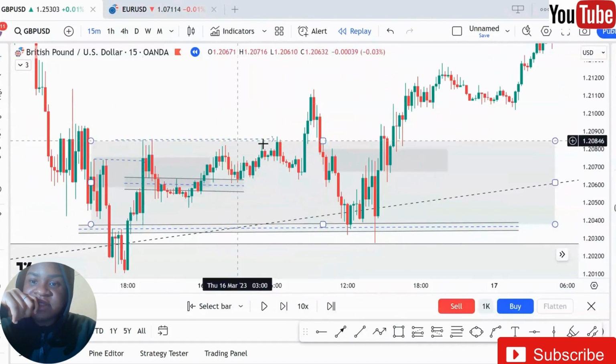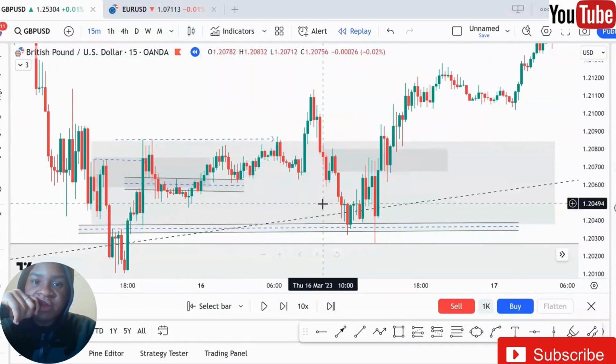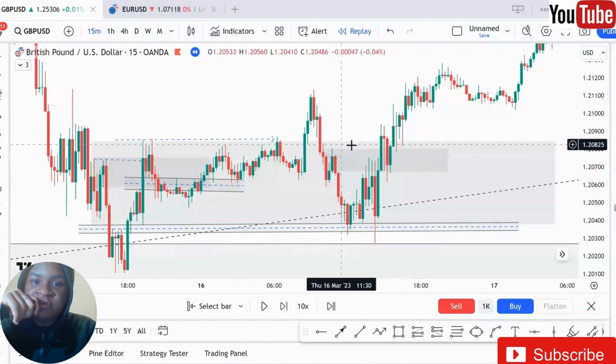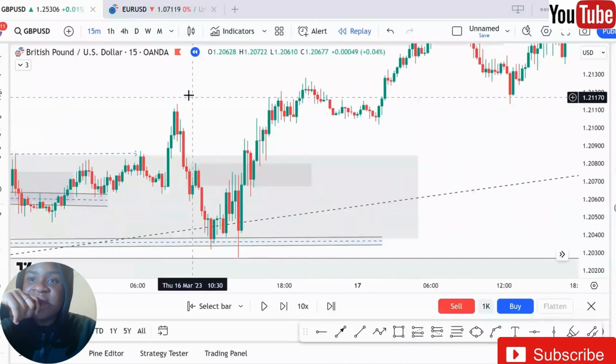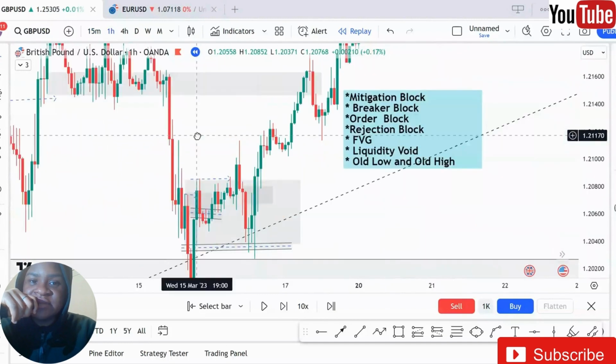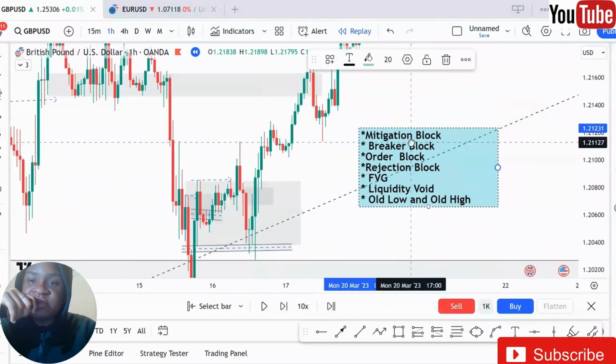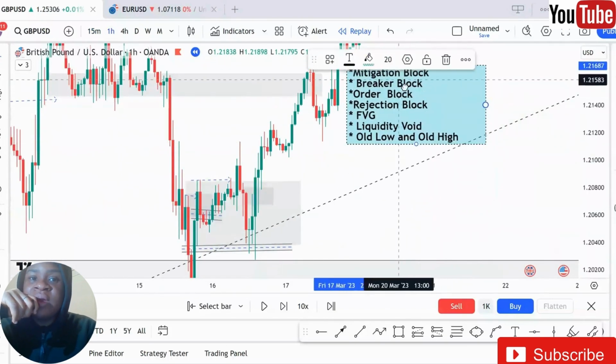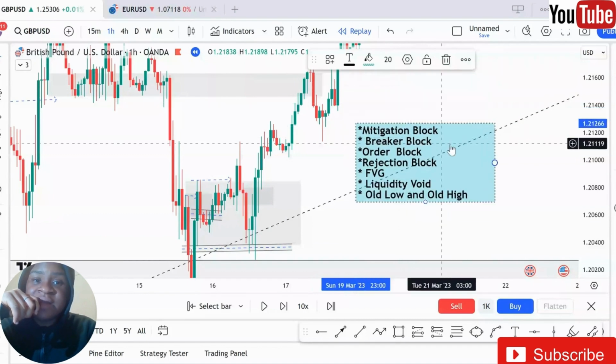You can take that mitigation block, look at the environment very well, go to a lower time frame, look for where you see swing points, where the market will shift, and take your amazing entry. So use this guide whenever you're doing your total analysis from the higher time frame to the lower time frame, and I hope it will have an impact on your trading.